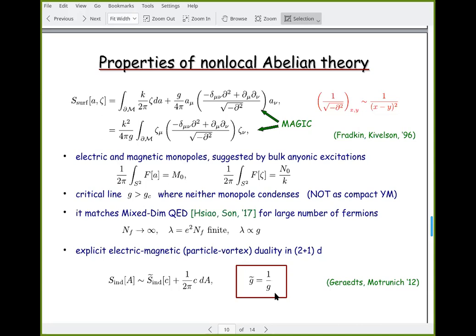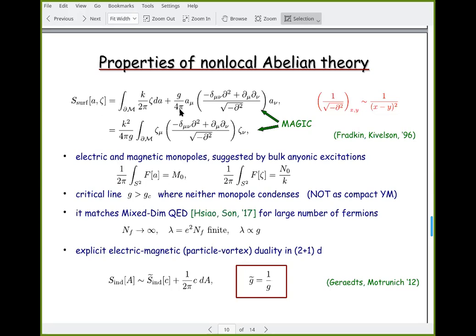And these relations in general are guesses. In this case, you can compute, because it is a quadratic theory, and you check explicitly that this theory is particle vortex self-dual, okay? Of course, you say, okay, but this theory looks kind of strange. There is no ordinary kinetic term. So either it comes from integrating out some extra degrees of freedom, okay? And in fact, it's true.